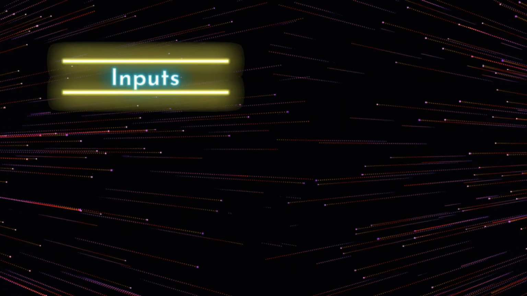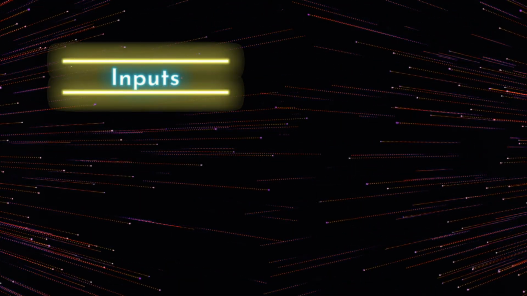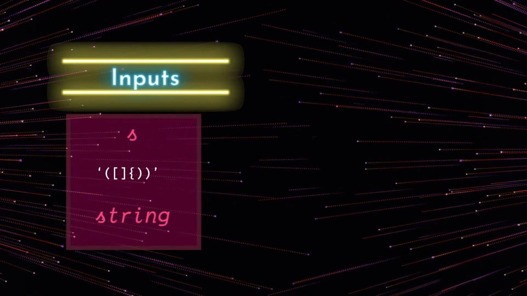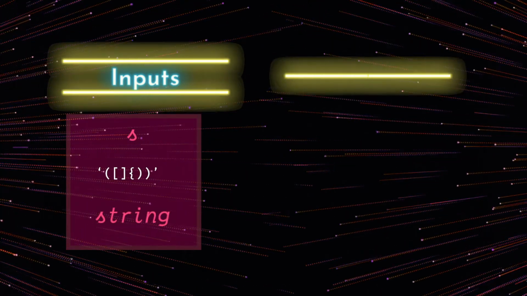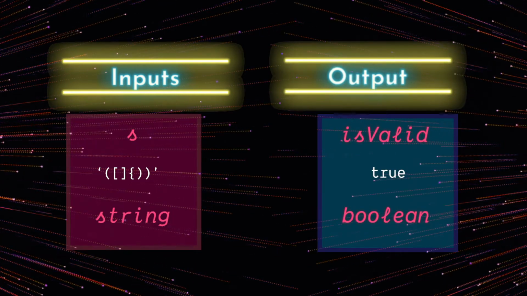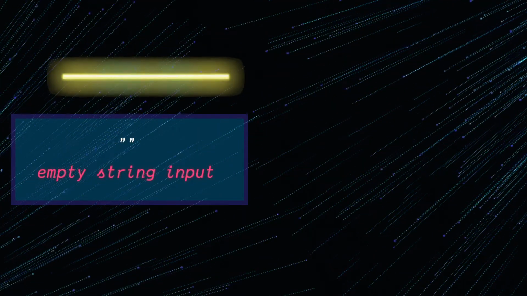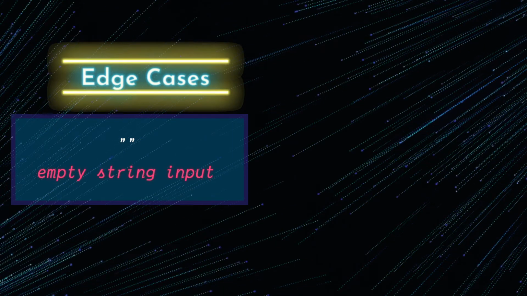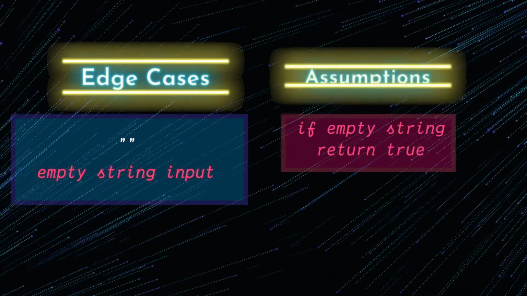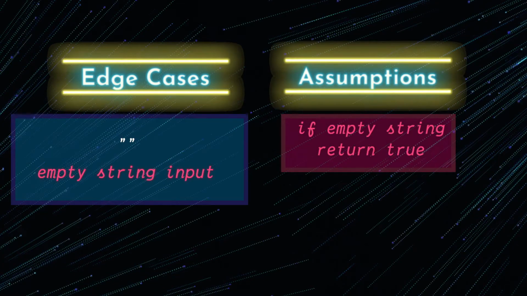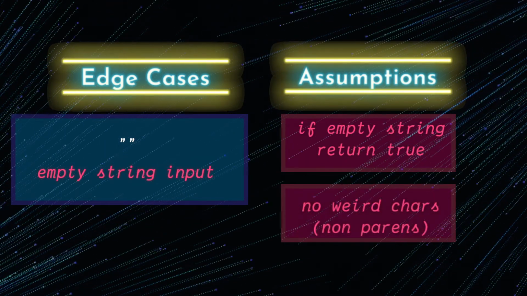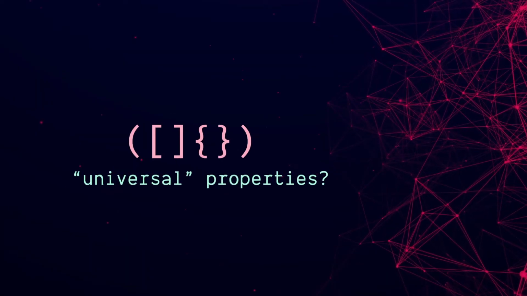So to formalize our inputs and outputs, our input is just going to be a string comprised of these 6 possible different characters. Our output will be a Boolean true or false, telling us whether the string is valid or not. The definition outlined our edge case for us, which is the empty string input, and in that case, we just want to return true. Let's also, just to be safe, say that there's going to be no weird characters that are not one of these 6 characters.